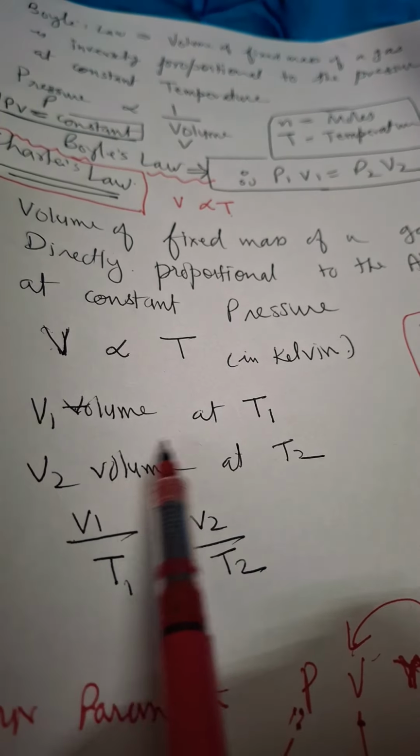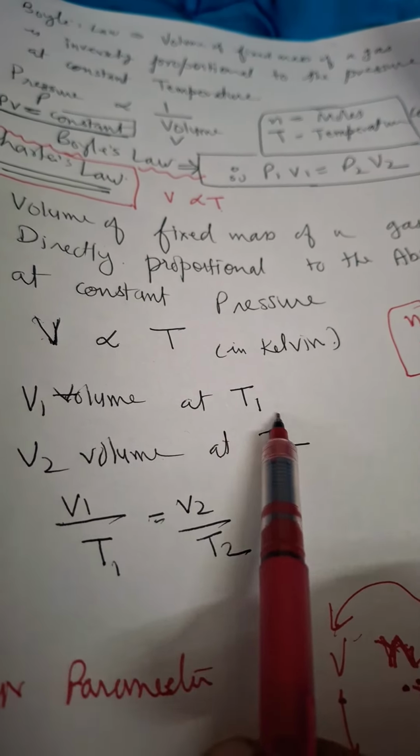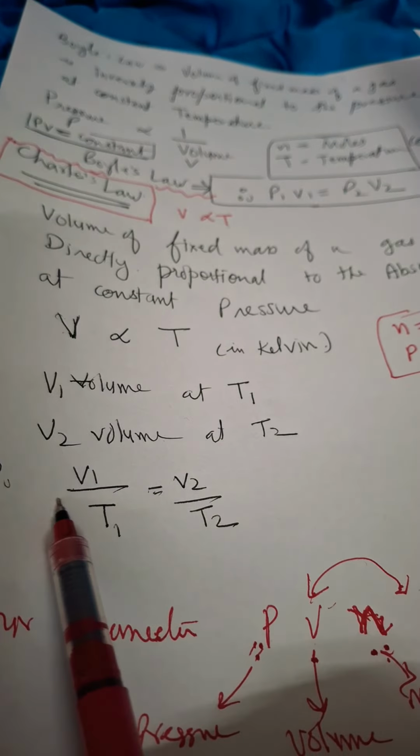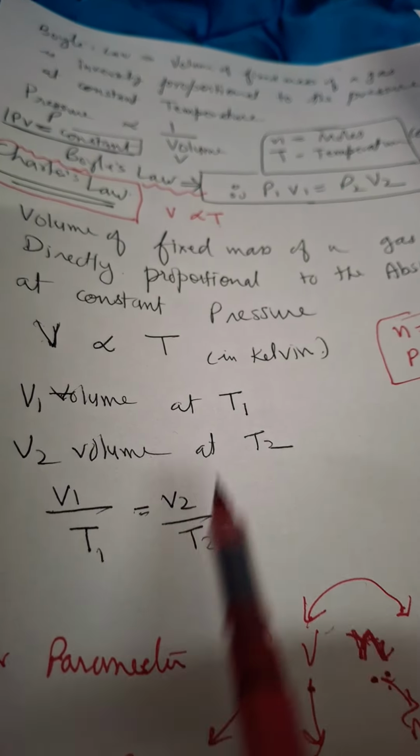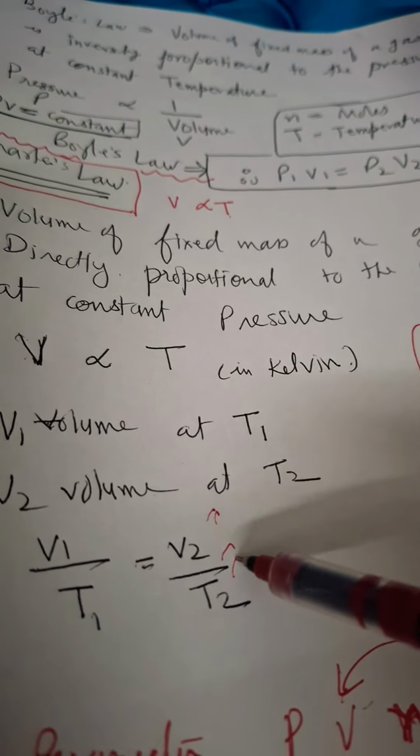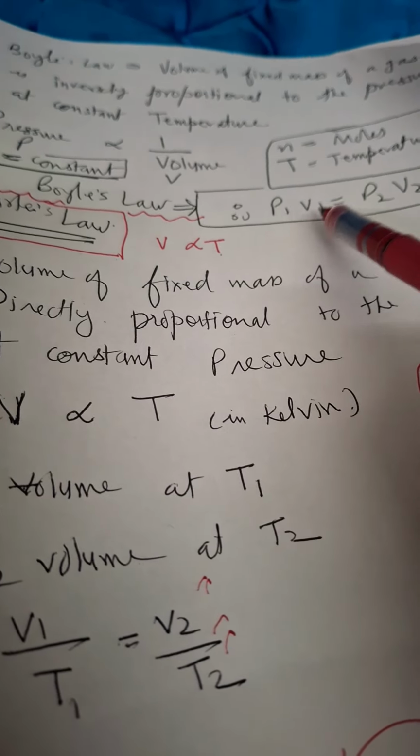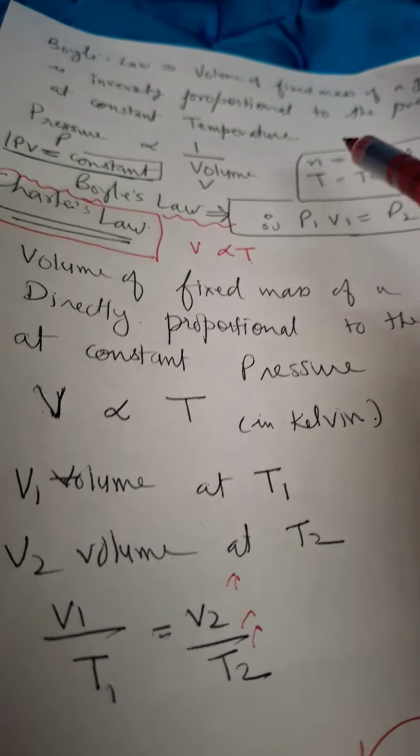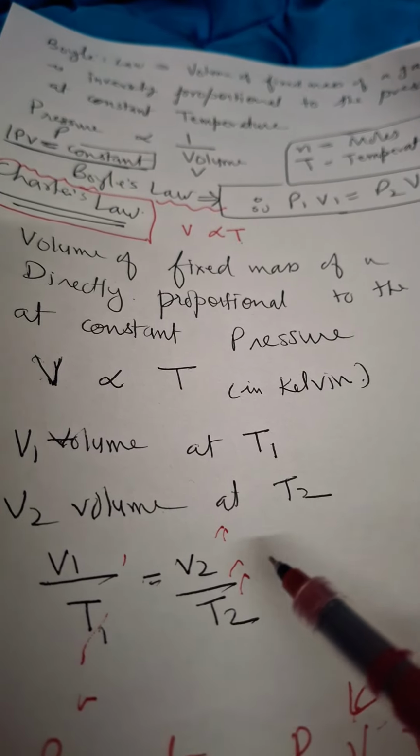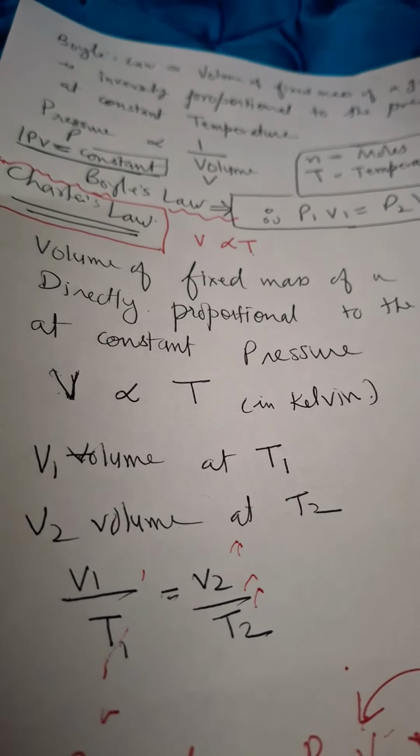So V1 is the volume at T1, V2 is the volume at T2. So V1 by T1 is equal to V2 by T2. So these are the formulas which we will use in the numericals. Okay, so the first formula, P1 V1 is equal to P2 V2, is for Boyle's law. For Charles' law, V1 by T1 is equal to V2 by T2. Okay, now we'll do the numerical.